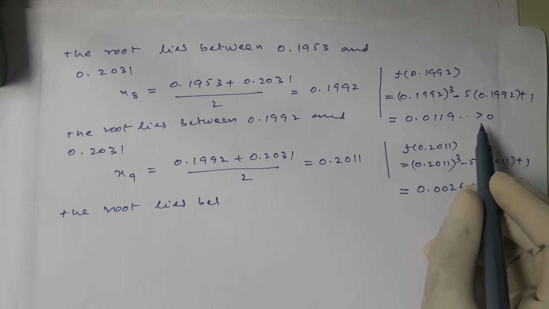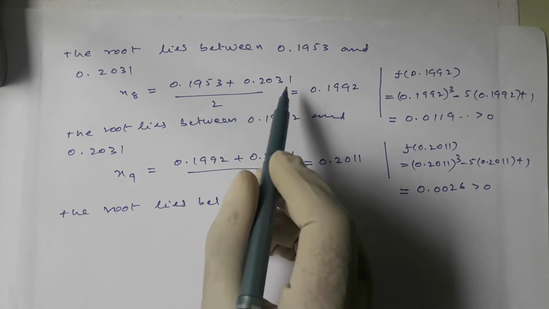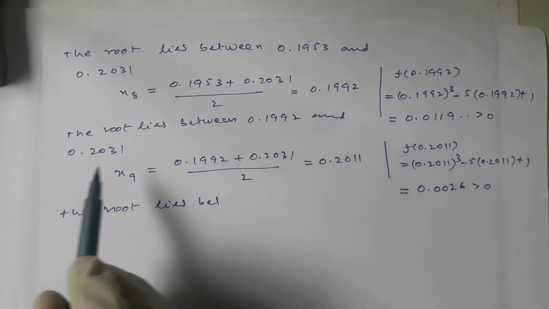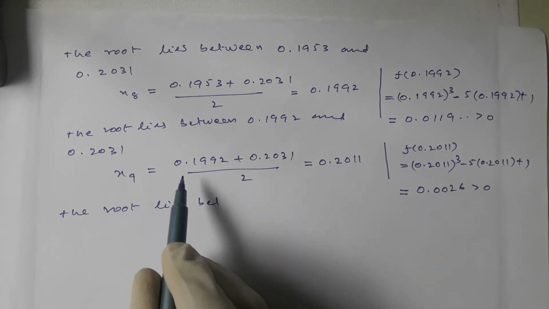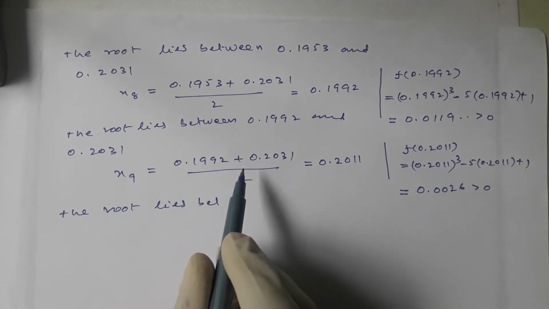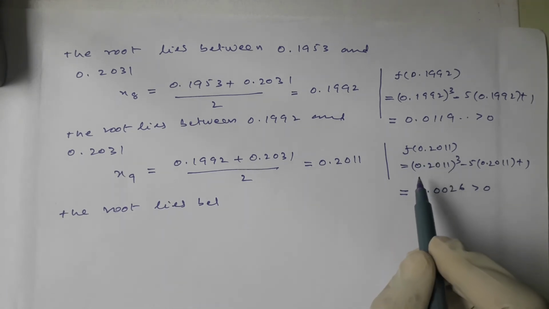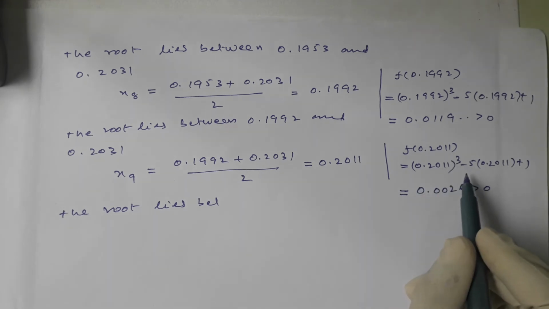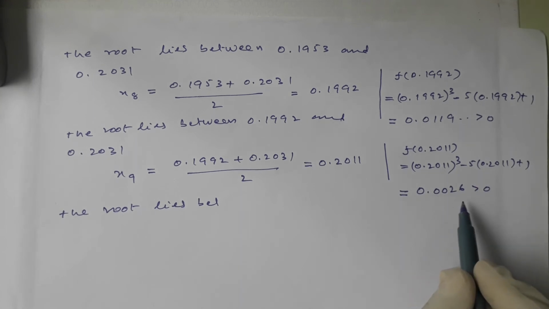Whenever it is positive, the next root lies between the middle value and the right side. So the root lies between 0.1992 and 0.2031. x9 is equal to 0.1992 plus 0.2031 divided by 2, which is equal to 0.2011, and its functional value f of 0.2011 is equal to 0.2011 whole cube minus 5 into 0.2011 plus 1, which is equal to 0.0026, greater than 0.